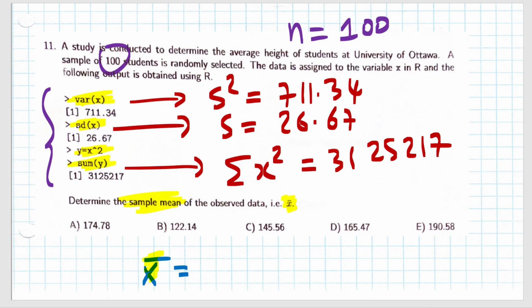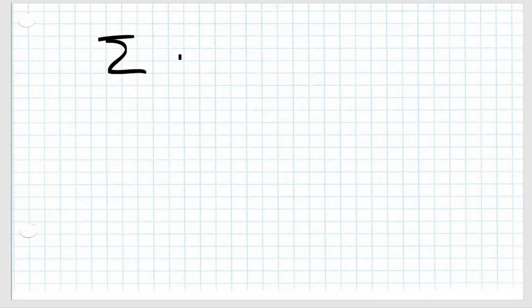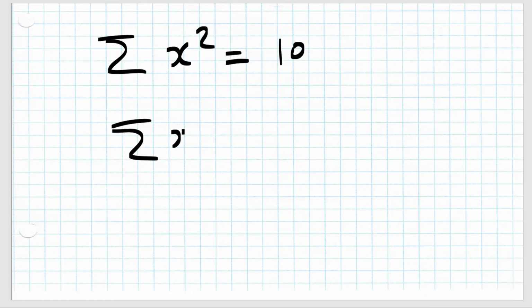Okay, so let me just write the formula for X bar to be clear. X bar is the sum of X over N, not X squared. So he says Y equals X squared, and the sum of Y means the sum of X squared, because that's exactly what Y is. So here's the question. If I give you sum of X squared equals, let's say 10, can I say sum of X is square root of 10? Nope.